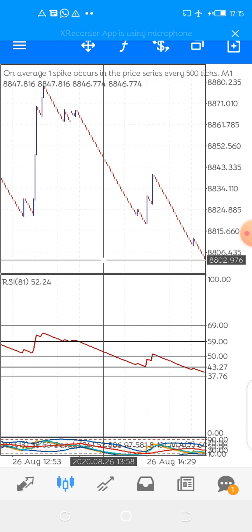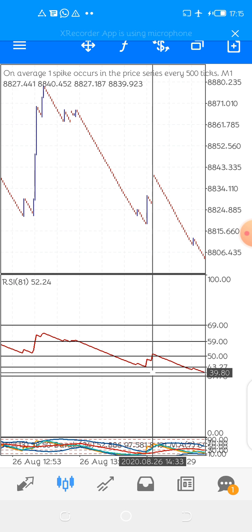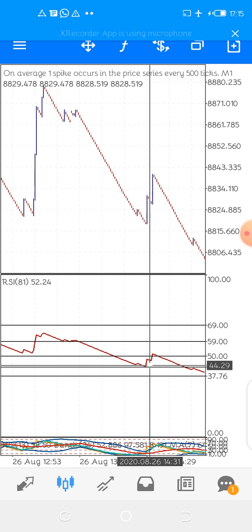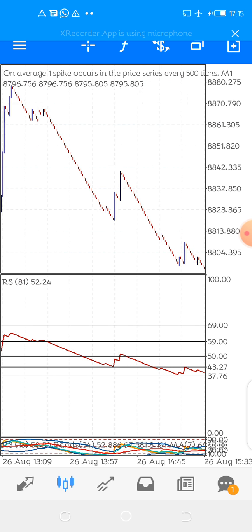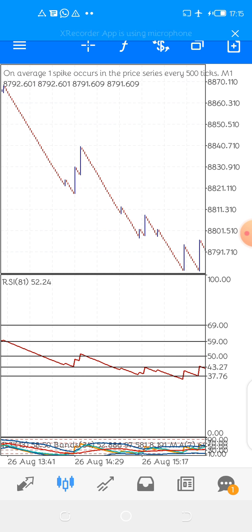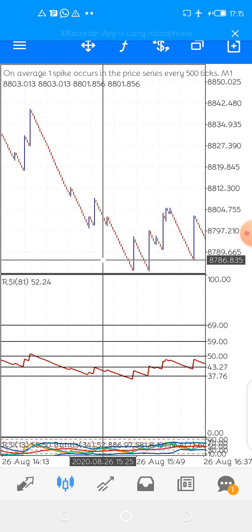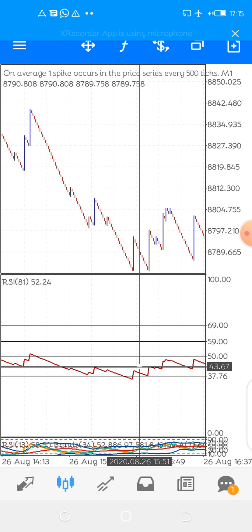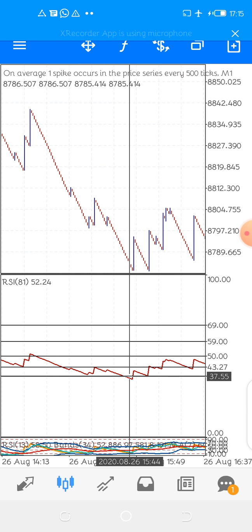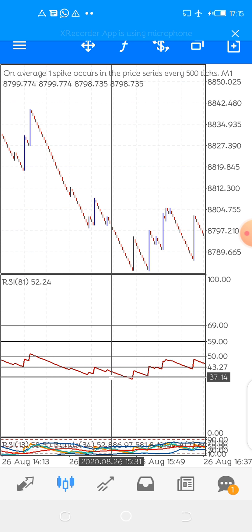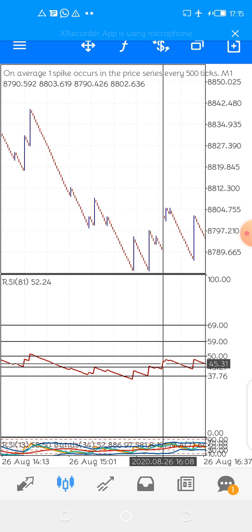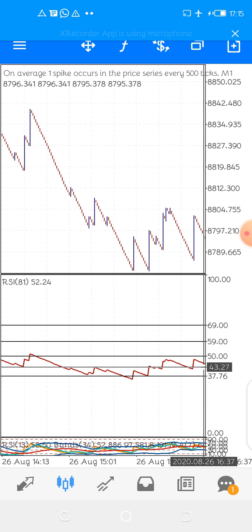Comes again to level 43. As I told you, comes to level 43, comes to level 37, stays around level 37, goes to retest level 43. You see, it retests 37 three times. This is the first, the second, the third. Goes up to 43 again, retests 43.